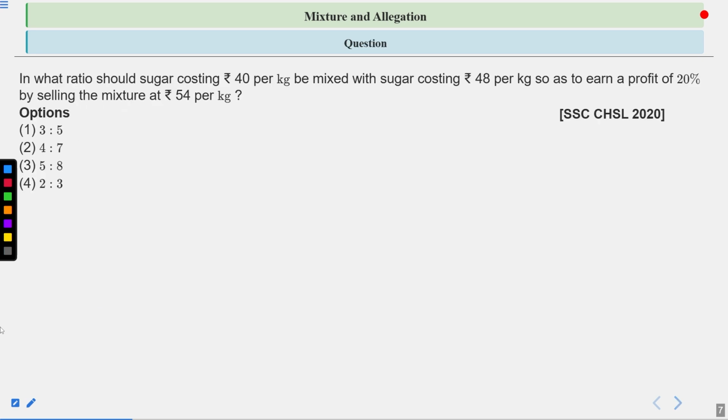In what ratio should sugar costing 40 rupees per kg be mixed with sugar costing 48 rupees per kg so as to earn a profit of 20% by selling the mixture at 54 rupees per kg? This question was asked in the SSC CHSL exam in 2020. There are 4 options. First is 3:5, second is 4:7, third is 5:8, and fourth is 2:3. Now you have 10 seconds to analyze the question. Your time starts now. Now time's up. Let's see the solution of this question.